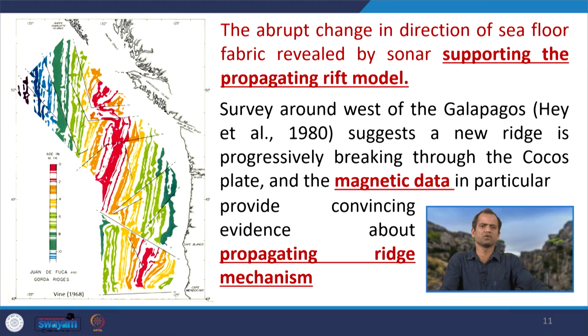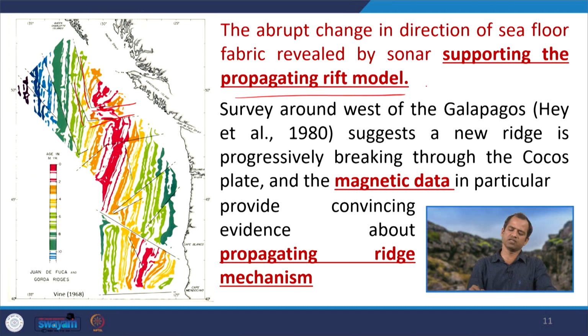And the abrupt change in the direction of seafloor fabric revealed by sonar supports the propagation rift model. So, that means if you see here we have an abrupt change in these magnetic anomalies, then we are creating a V-shaped body here, and this observation and this model prepared by the propagating rift model, they are matching. So, that is why the propagating rift model is the best fit to the observation in the field rather than the rotational model.